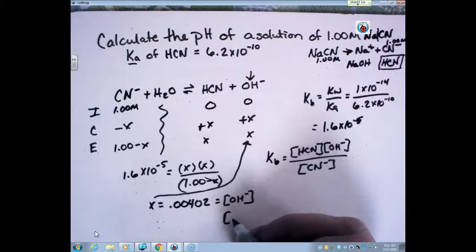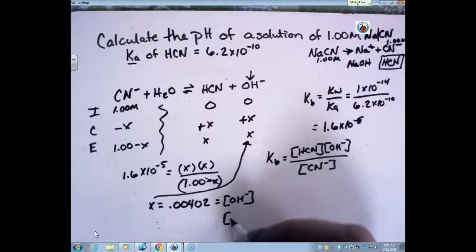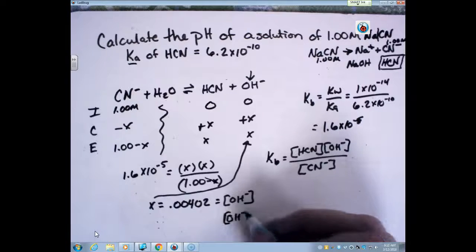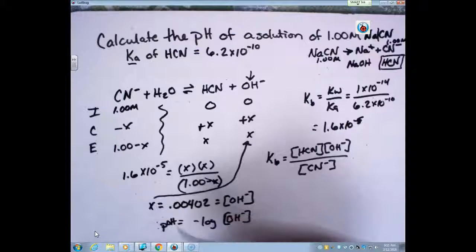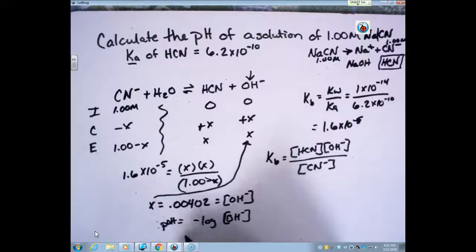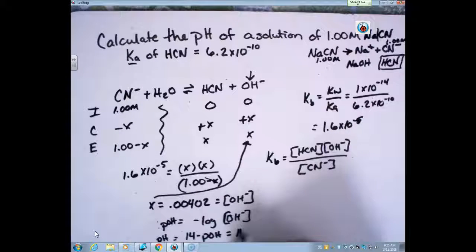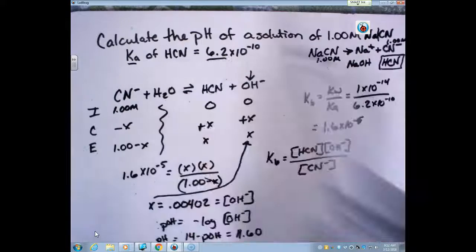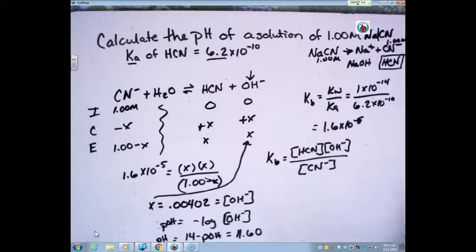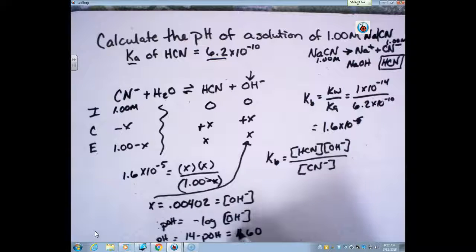So my hydroxide, to find the pOH, it is the negative log of my hydroxide, and then 14 minus pOH will give me my pH, and I get 11.60 since it looks like I'm dealing with 2 sig figs, just dealing with that Ka right there that was given to me. And so the solution is basic. It is a basic salt, which is what I would expect from this sodium cyanide.